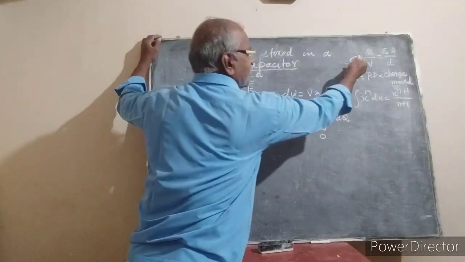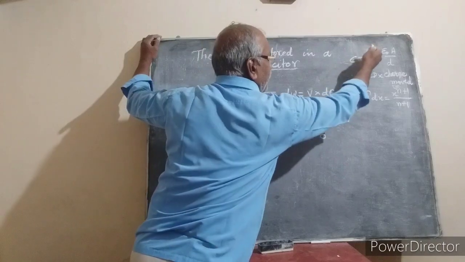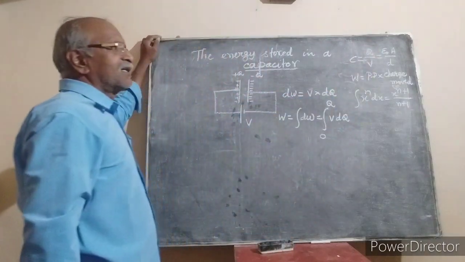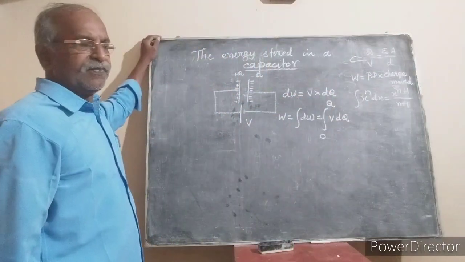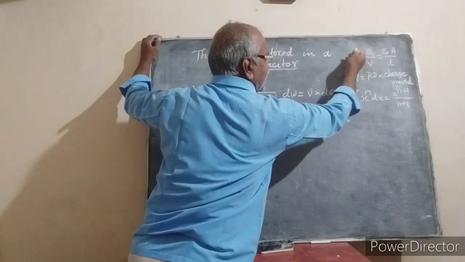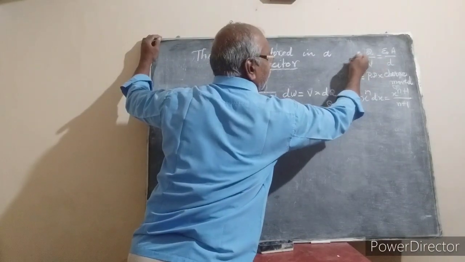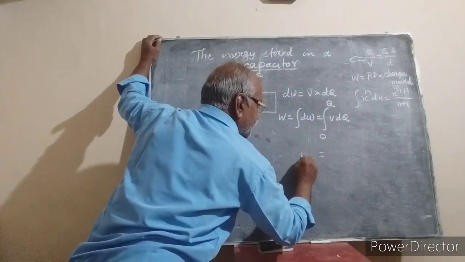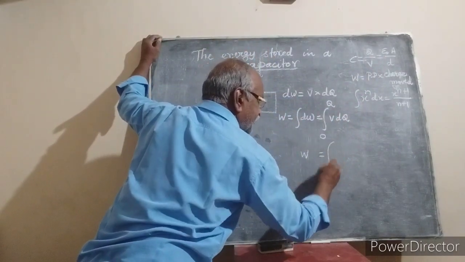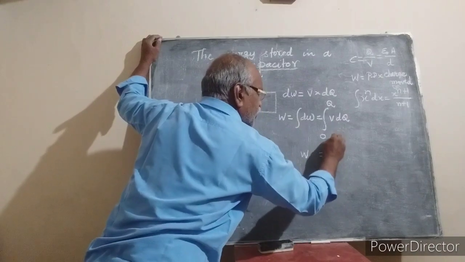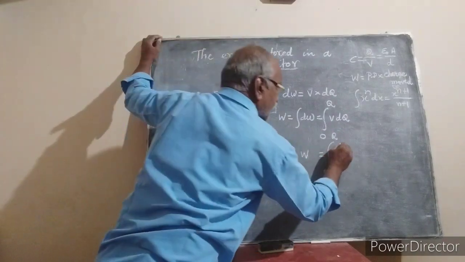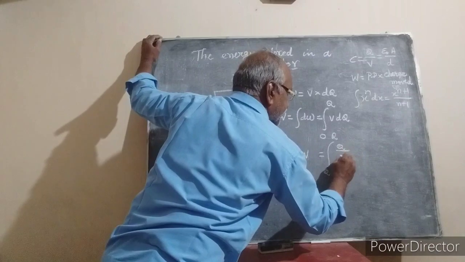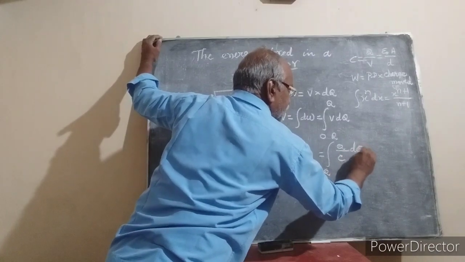Now from this equation already we know C equal to Q by V. Let us substitute for V. So taking V to this side and C to this side, V becomes equal to Q by C, substitute this value. So W equal to integral 0 to Q, Q by C into dq.